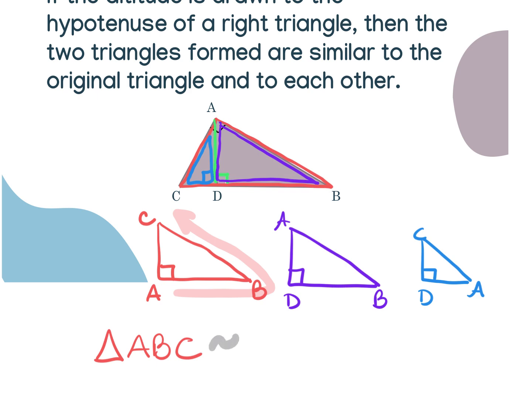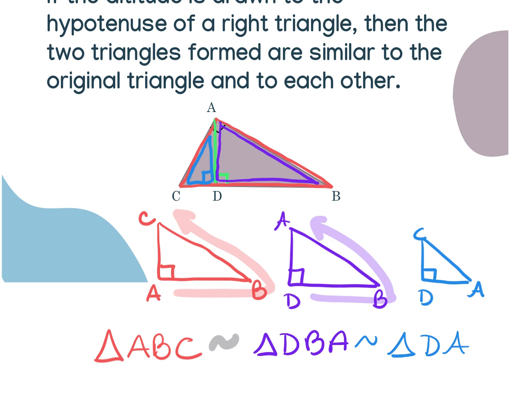Then when I go to the purple one, I need to go in the same order. So I would go from this leg here and then on around, and then my letters here would be triangle DBA. And then the little blue one, once I match those, it would be DAC. And that would be your similarity statement.